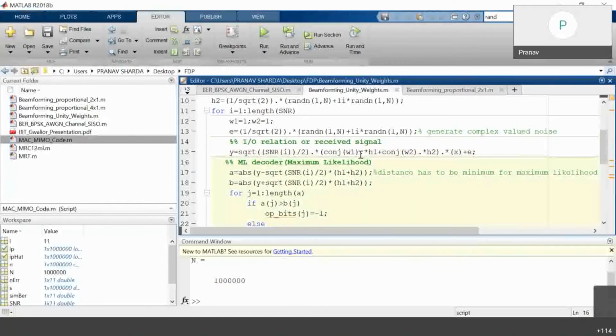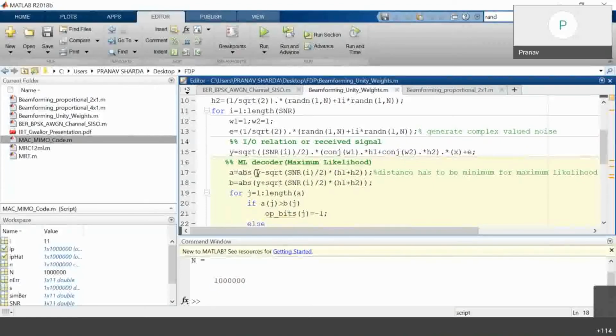So this is W1 conjugate. This is the command to take the conjugate: W1 conjugate into H1, plus W2 conjugate into H2. So this is how we are linearly combining the signals at the receiver, right? And this X is the transmitted symbol plus E is the noise. And then we have the ML detector for the decoding, detection purpose.